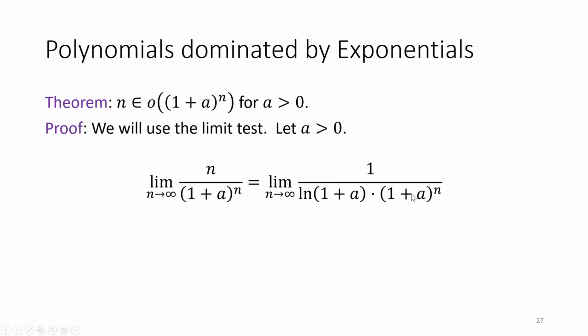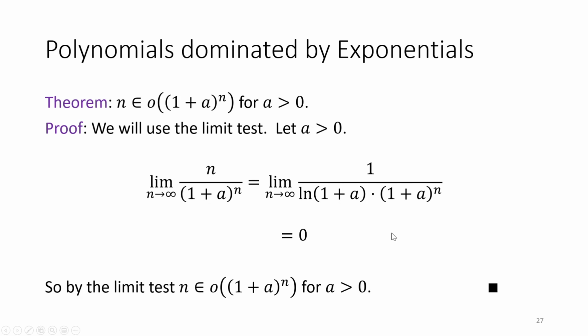It's now easy to see that since a is a positive number, this is going to be growing as we go to infinity. It will also go to infinity, so we get 0. And again, that allows us to prove our rule of thumb.